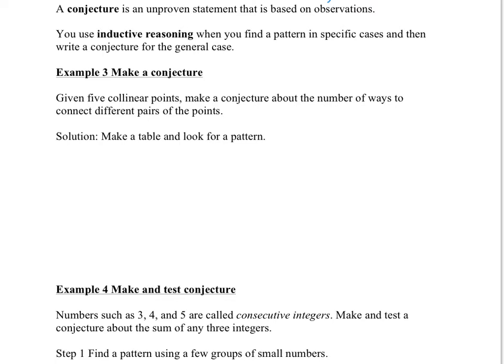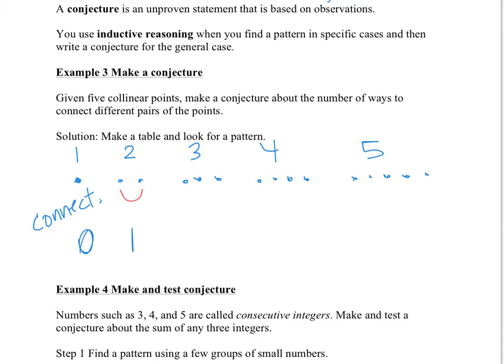So I have 1 point, and then 2 points, 3 points, 4 points, and then 5. So then we're going to think about the number of connections. All right, I can't connect anything in the first one. Right? In the second one, I can only connect it between the two of them. So there's only one way.